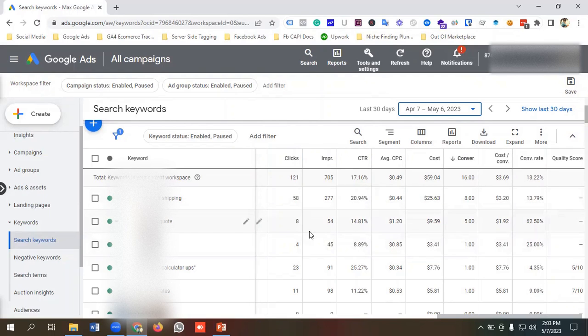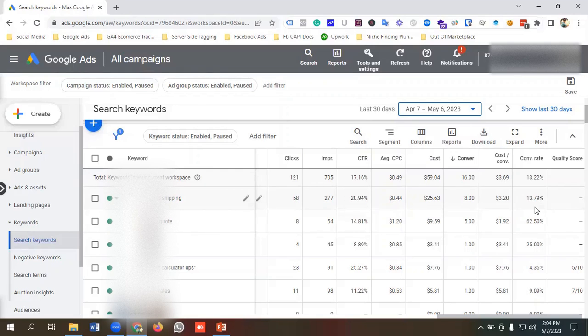Okay. So you can see this keyword has got, this is for the last 30 days data. This keyword got 58 clicks, 277 impressions, and CTR was 20.94%, which is a decent CTR. Average CPC was 44 cents, cost was $25, and it got 8 conversions. And cost per conversion was $3.20. And if you see the conversion rate, it is above 13%, almost 14%.